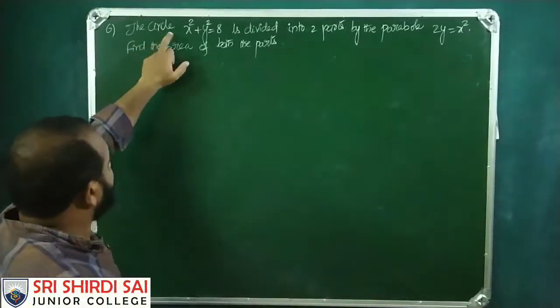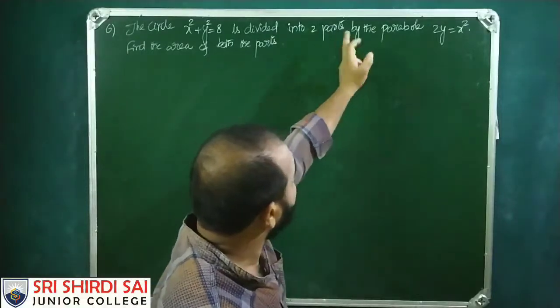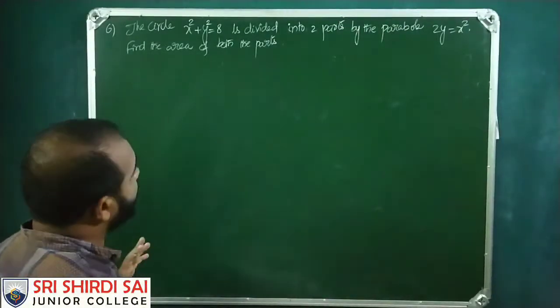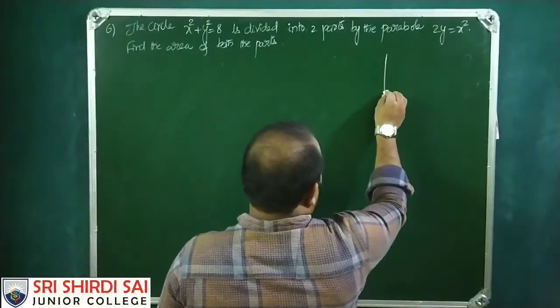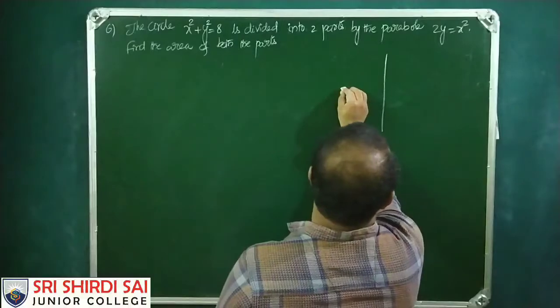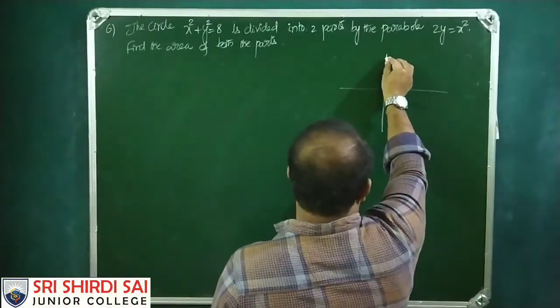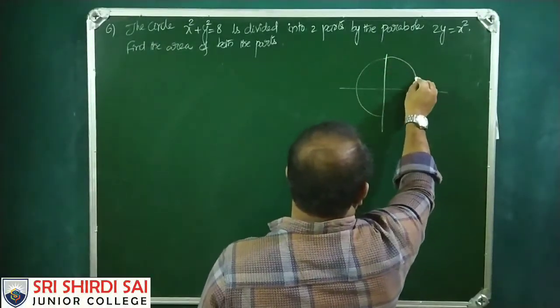The circle x square plus y square equals 8 is divided into two parts by the parabola. That means circle is there and parabola is there. First let us try to draw the diagram. So this is the coordinate axis and this is the circle.